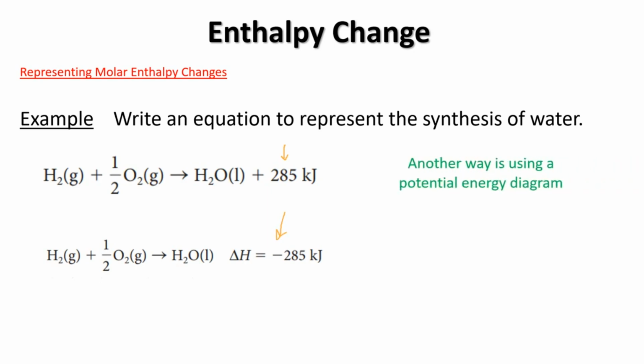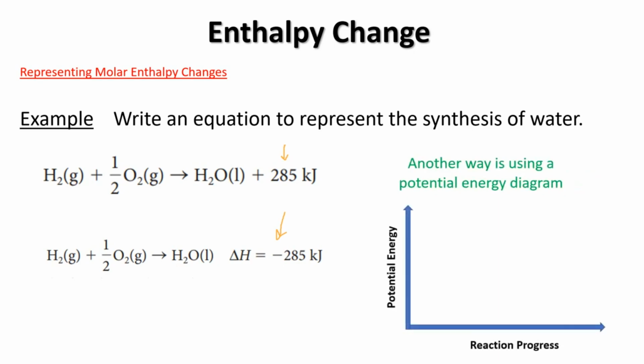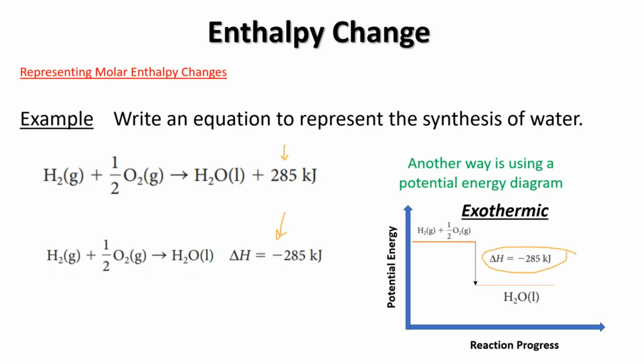Now you can also do this with a potential energy diagram. I think we saw these earlier. What you do if it's exothermic is you write your reactants right there. There's a drop in energy for the system, and there are your products. Once again, you'll notice that this was represented with a negative value. If this were endothermic, we'd switch it around and this value would be positive.